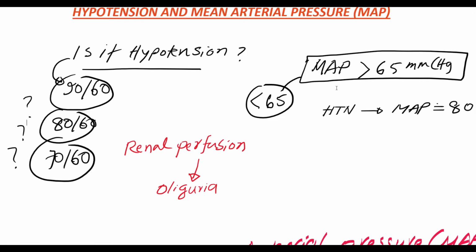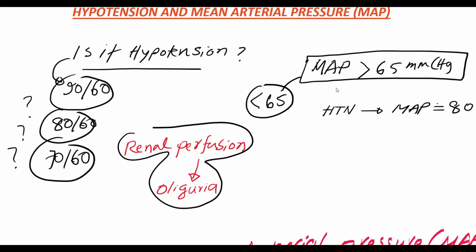Now, why is the mean arterial pressure so important? Because mean arterial pressure is important to maintain the renal perfusion, and if renal perfusion is impaired or decreased, then the patient will present with oliguria. So oliguria is the first and early sign of poor renal perfusion, that means hypotension.